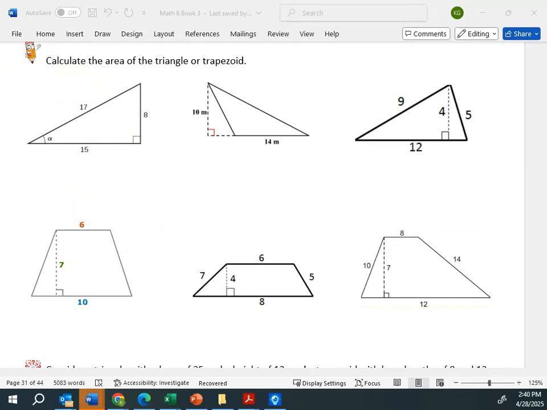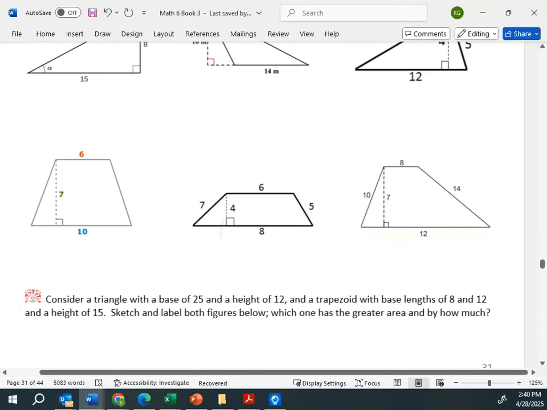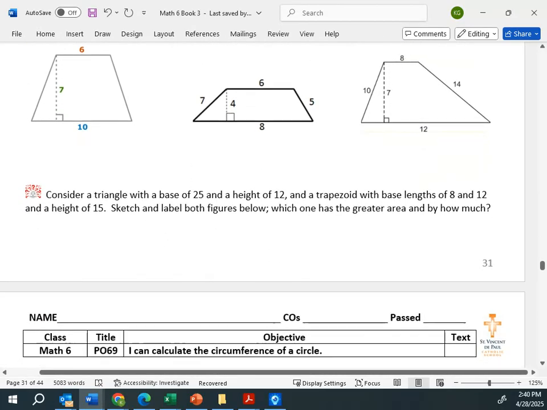So let's see what is on the bottom of this page. You're going to do the last two of the triangles and the trapezoids, finding their areas. And on the bottom it says, consider a triangle with a base of 25 and a height of 12, and a trapezoid with base lengths of 8 and 12 and a height of 15. Sketch and label both figures below.